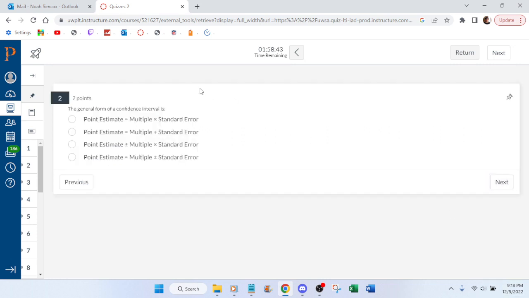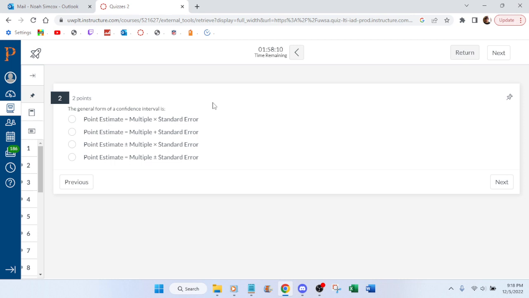General form of a confidence interval. I literally copied that right onto my paper. That's actually helping me a lot. This is helping me way more than I thought. Now I don't have to rely on memory. This is actually easier than taking the test the normal way.